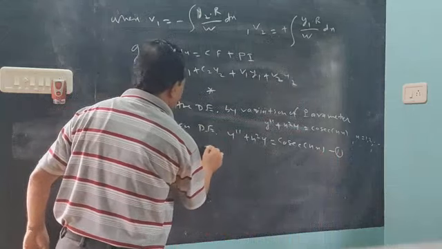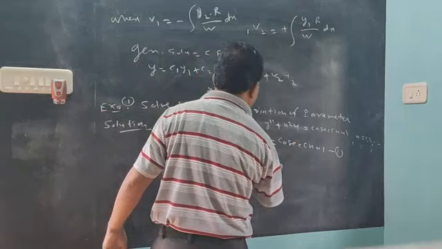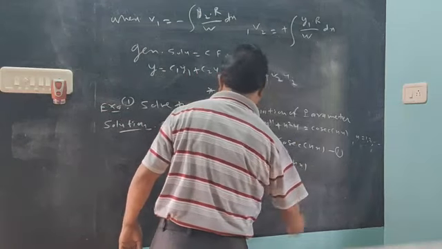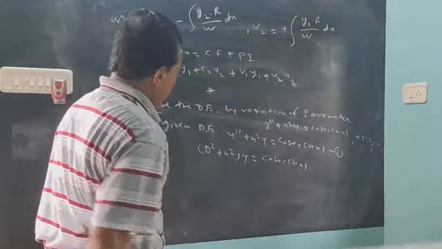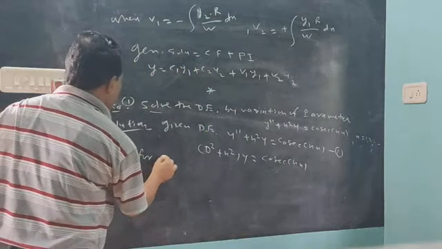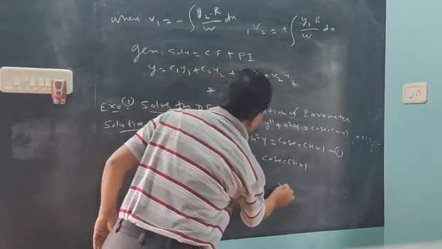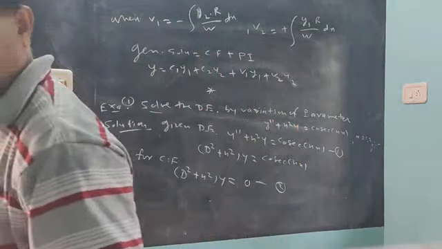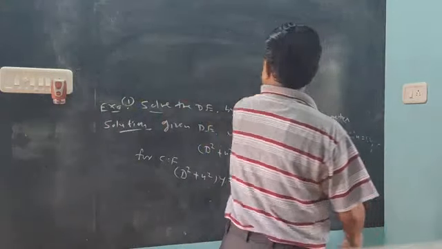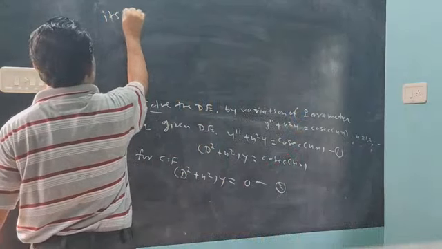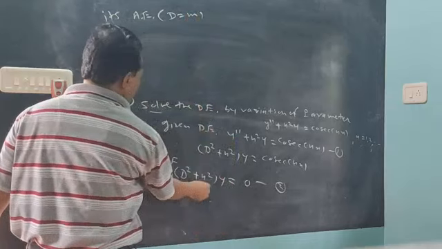Convert to D form: y double dash means D square y. Taking y common, we get (D square plus n square) y equals cosec nx, in terms of D. Now, to solve this, I want both the complementary function and the particular solution. First we solve for the CF. You know the method from the previous topic: assume the right side to be 0. Then what is its auxiliary equation? Put D equal to m.